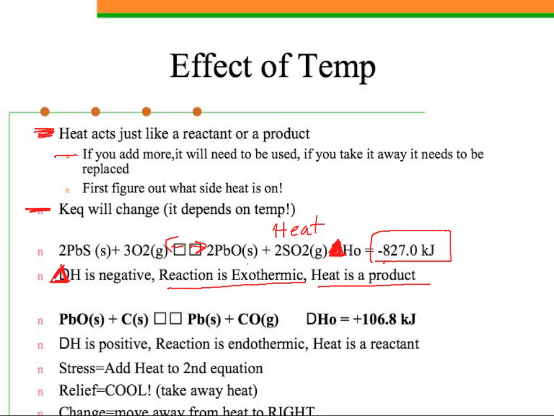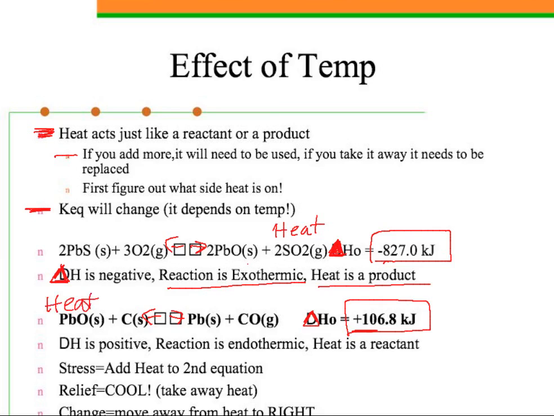Here's our second example. We've got lead(II) oxide plus solid carbon going to lead solid plus carbon monoxide gas. Our delta H value is positive. When delta H is positive, the reaction is endothermic and heat is a reactant. So heat goes on the reactant side of the equation.